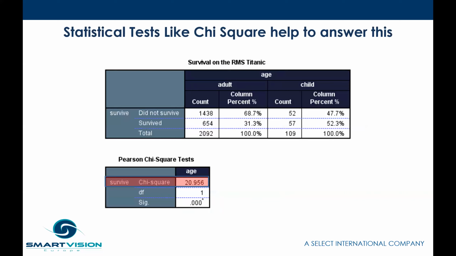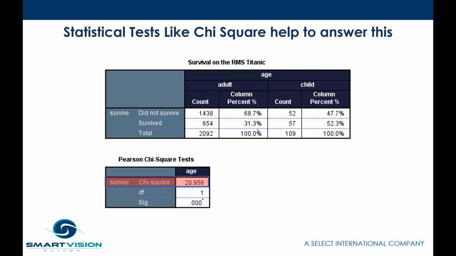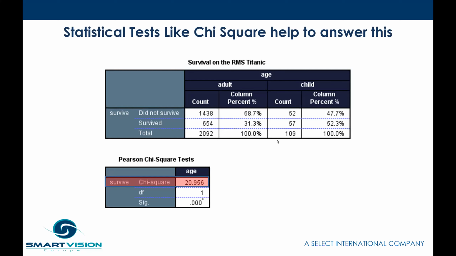We then compared that to age. What we find is that for adults, 31% survived, and for children, 52% survived. Now, that's not as big a discrepancy as 73% female and 21% male. And as a result of that, the chi-square value is much smaller. The significance value looks identical, but that's because we can't see all the decimal places in it. But we would conclude from that it's probably not as big an effect. And we can see that, for example, there were only 109 children on the Titanic compared to 470 females. So they're an even smaller minority.